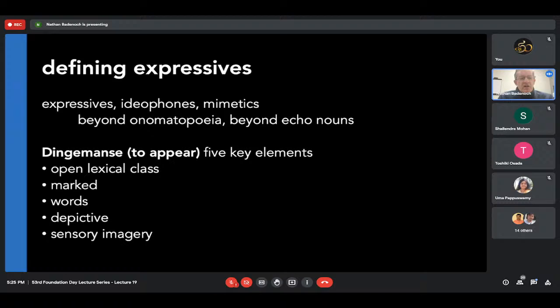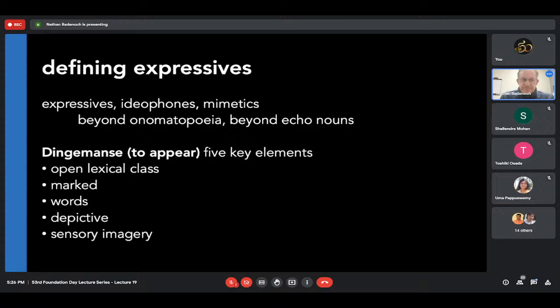One of the most useful, versatile, resilient definitions that we've been working with recently is from Dingamansa. And he's recently expanded it just a little bit in a publication to come. But there are basically five elements of expressives, or as he discusses them, idiophones, to help us understand what we're working with. First of all, it's an open lexical class of words.